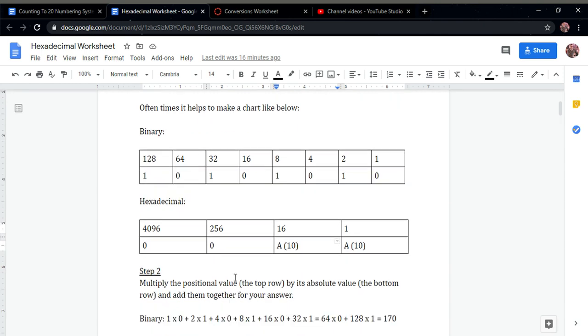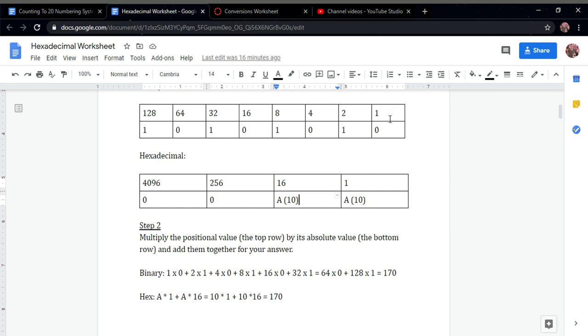Then step 2 is, as I said, we just multiply the top row by the bottom row. So 1 times 0, 2 times 1, 4 times 0, 8 times 1, 16 times 0, 32 times 1, 128. The other obvious way to simplify this is just whatever's on up here, just add those numbers together. So really it's 128 plus 32 plus 8 plus 2, and we get 170. So in binary, whatever is a 1, add that number. If it's a 0, don't add that number.